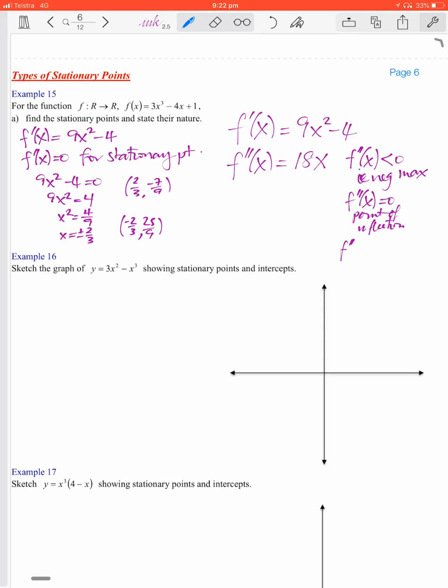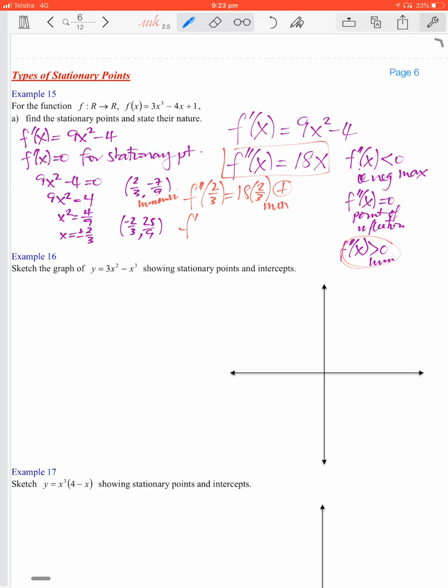If f double dash of x is greater than 0, then it's a minimum. So we can test using the values that we did before. f double dash of 2/3, 18 times 2/3, that's going to give me a positive number, and a positive number is a minimum. And that's what we said before. We said that this point was a minimum, and then this point here is a maximum.